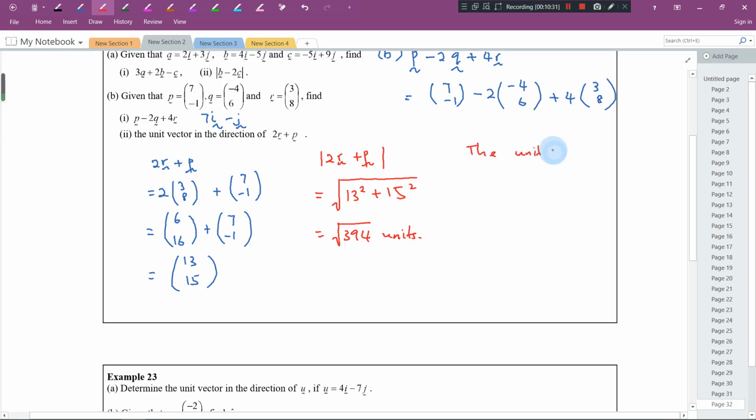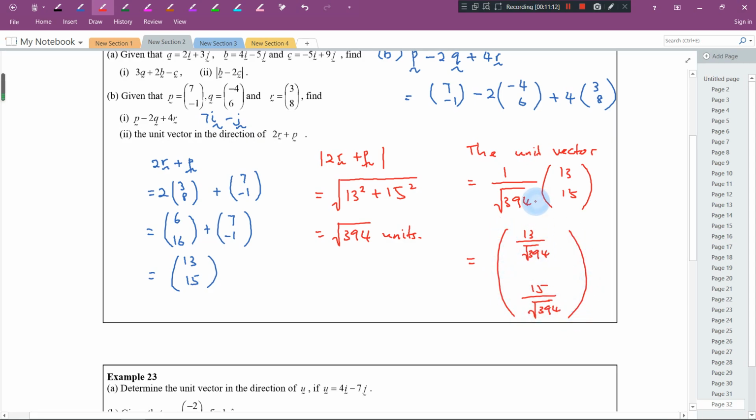If you want to find the unit vectors, then it will be very easy. The unit vector in the direction of 2R plus P will be equal to these vectors. If you want to write in this form, you put 1 over square root 394 times 13 over 15. Then bring this in, this times this times this, and you will get 13 over square root 394 and then 15 over square root 394.